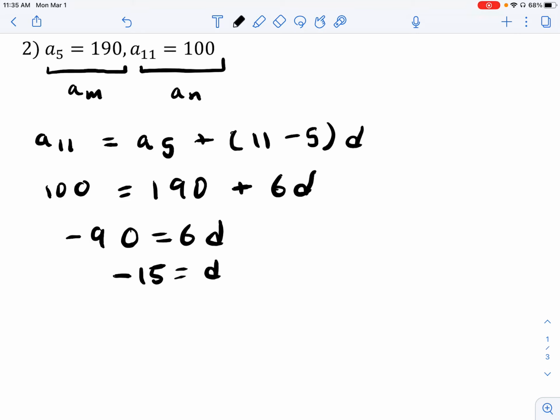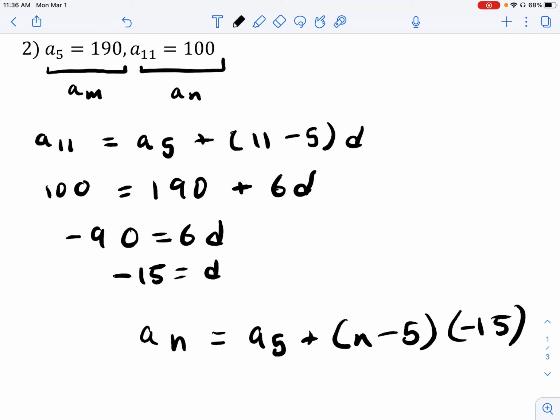So now let's come up with our general term. So a sub n now is equal to, and I can choose either one of these for our a sub m. Again, it doesn't matter, but instead of me having to try to figure out what my first term is, let's just go ahead and use a sub 5. So we're going to say a sub 5 plus n minus 5 times our common difference d, which is negative 15. Okay? So what is the difference in order between our fifth term and whatever term we're trying to find? That's what we're going to need to find our a sub n.